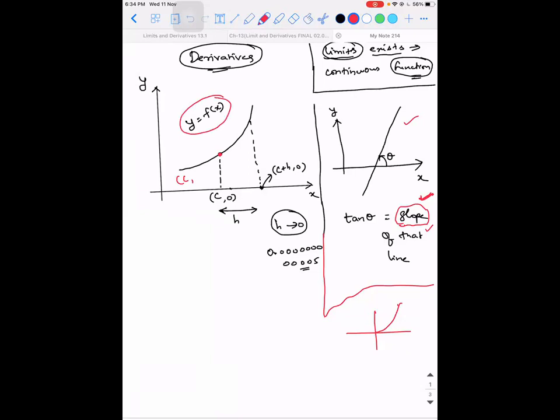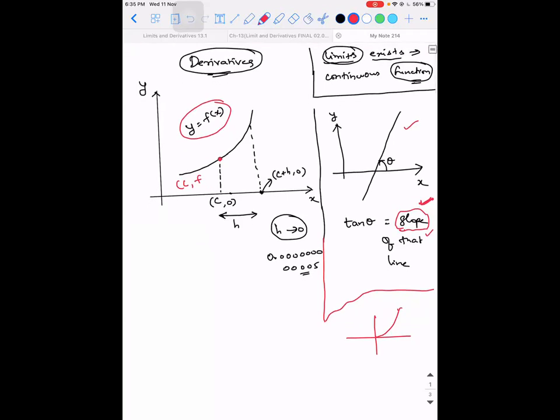What is going to be the y coordinate? f of x? It's not f of x, it is f of c, because you have to substitute this x value in that. That is the meaning of function value. So what will be the corresponding point here? It will be c plus h comma f of c plus h.